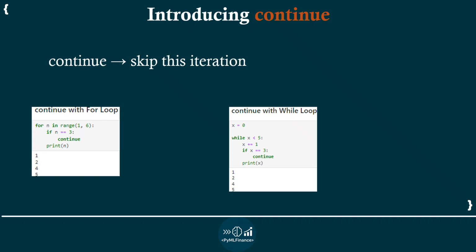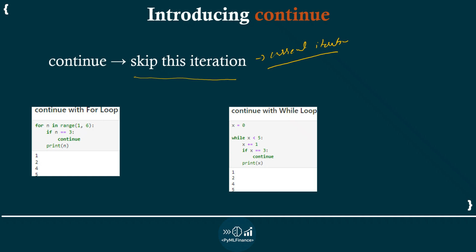Unlike break, the continue statement does not stop the loop. Instead, it skips the current iteration, and the program simply moves to the next step. So the loop continues running, but it is used when we want to skip a specific iteration. Let's see an example usage of continue with a for loop first, and then we will proceed with the while loop.